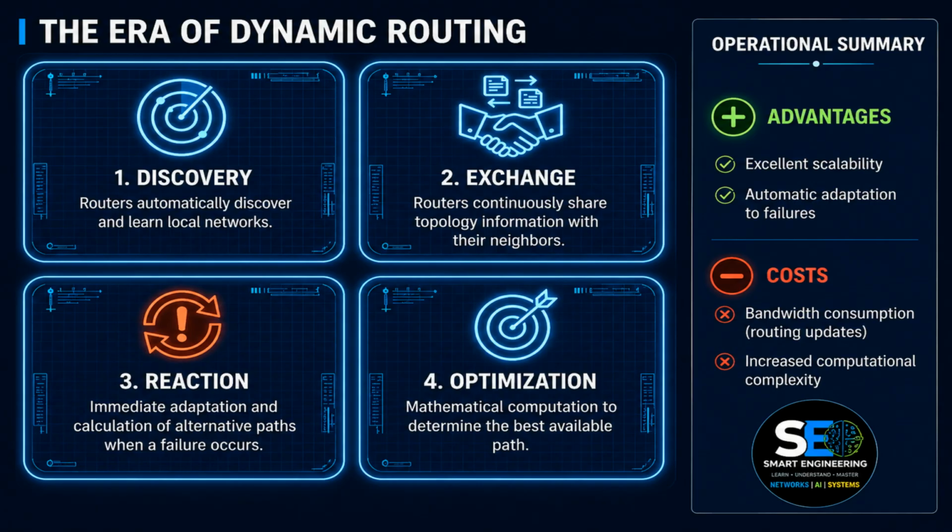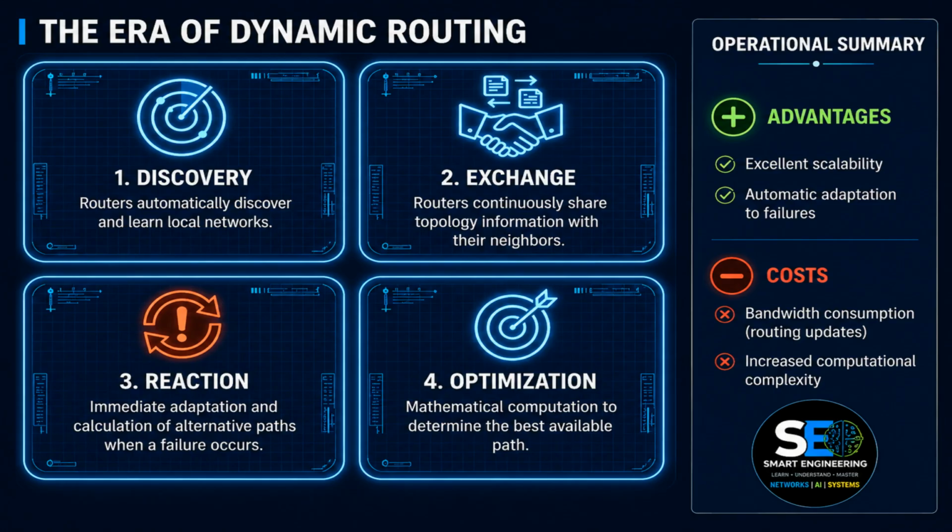The era of dynamic routing. Dynamic routing completely changes the way modern networks operate. Instead of relying on manual configuration, routers become capable of automatically discovering networks and learning the topology around them. The first step is discovery. Routers detect directly connected networks and identify neighboring routers automatically.